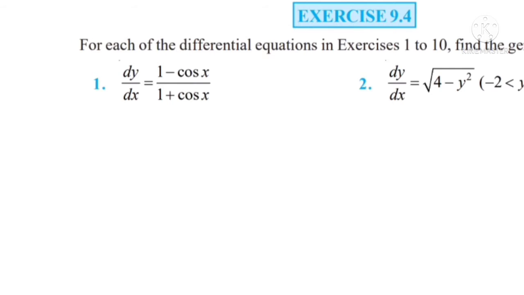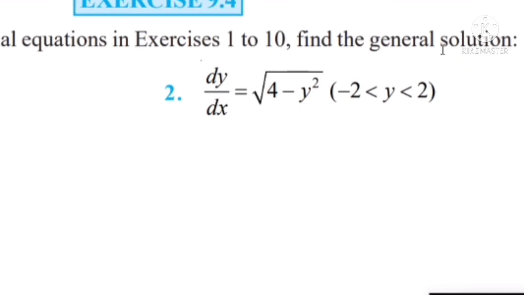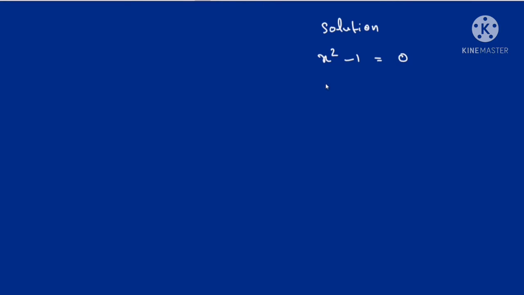Now we'll do 9.4. 9.4 is find the general solution. You have two types of solutions. Suppose you have a linear equation or any other equation, suppose you take x square minus 1 is equal to 0, you get x square is 1, x is plus or minus 1.